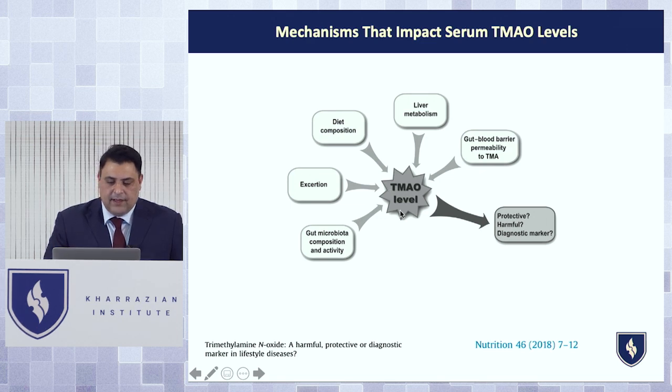So when you look at TMAO, they point out that it has some impacts throughout the body, and TMAO levels are about liver metabolism, about the diet, how quickly things can be excreted, and the different bacterial species in the gut. It may be harmful or not harmful based on how all these factors are involved.